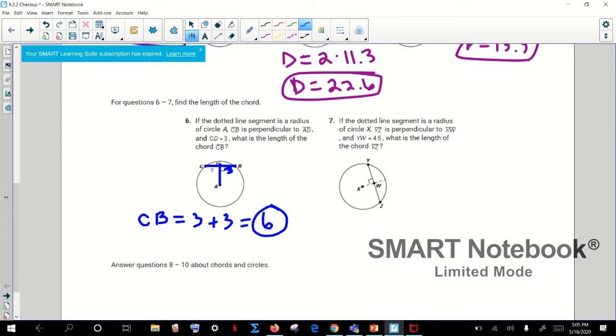Alright, in number 7, we have the same situation. So we have that perpendicular bisector as our radius. So if YW is 4.5, like it tells us in the problem, how long is WZ? 4.5. So how long is that entire thing? 4.5 plus 4.5 is 9.